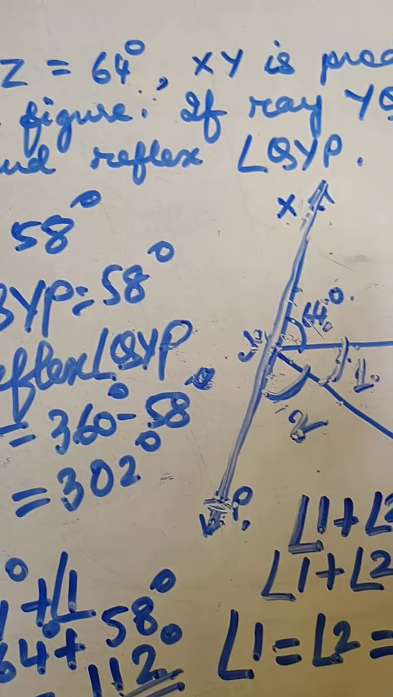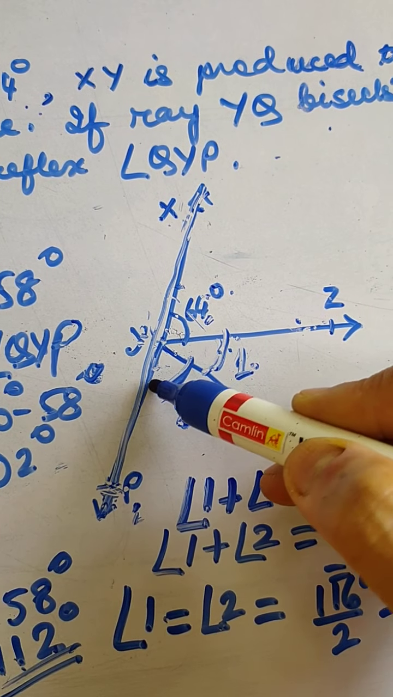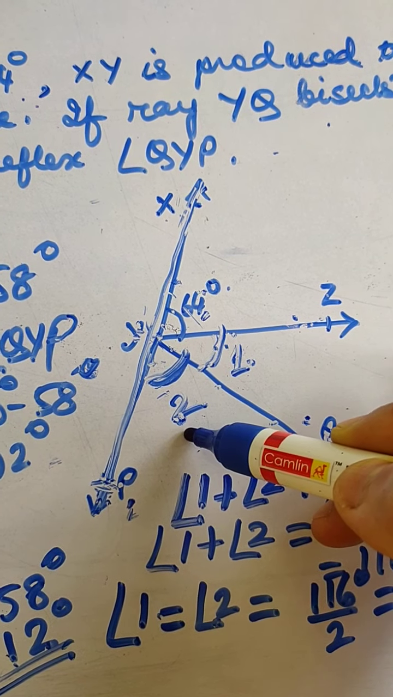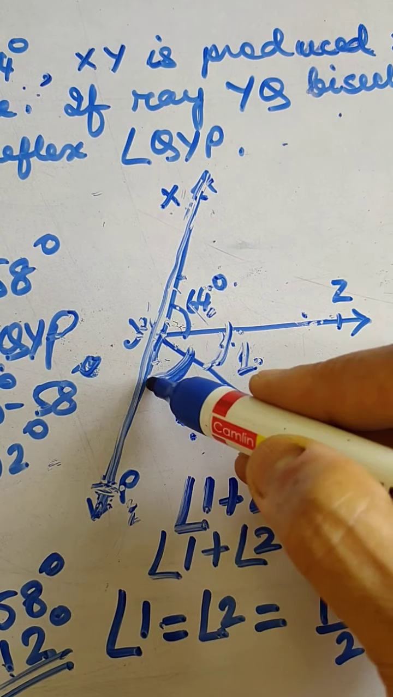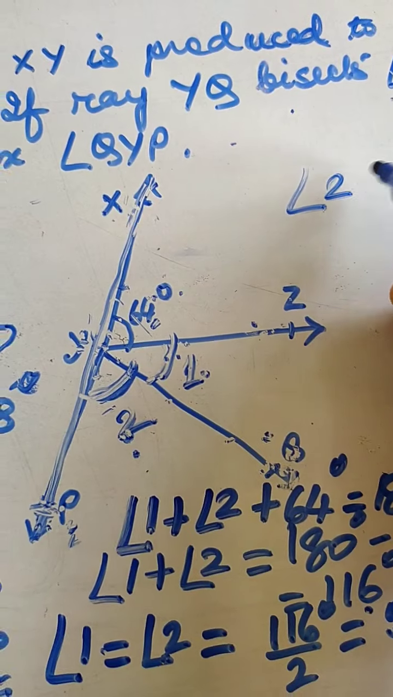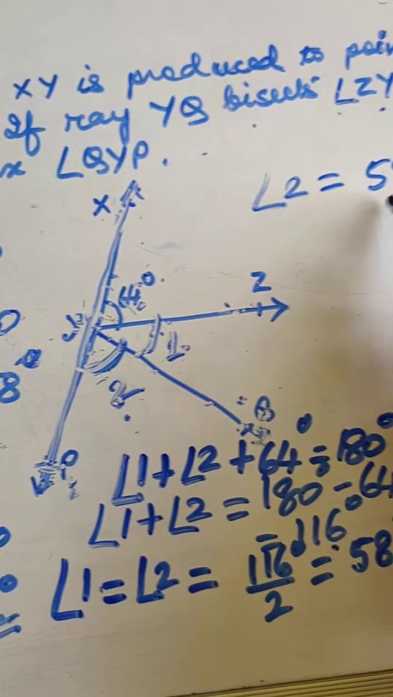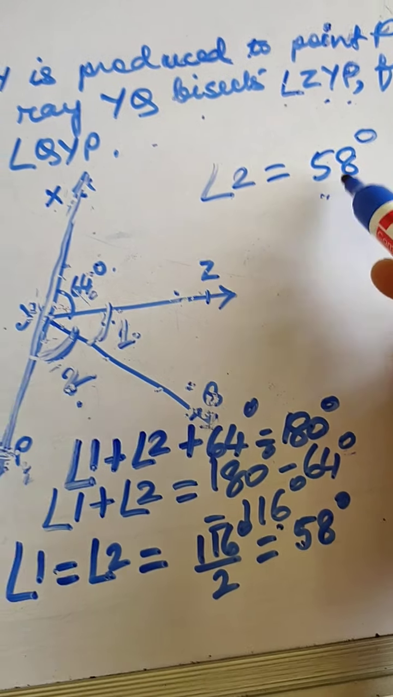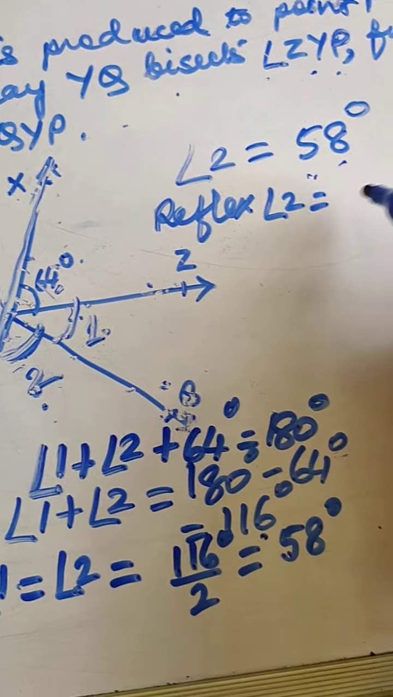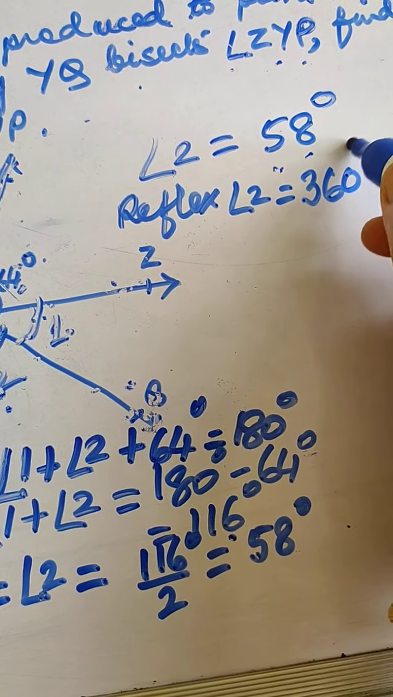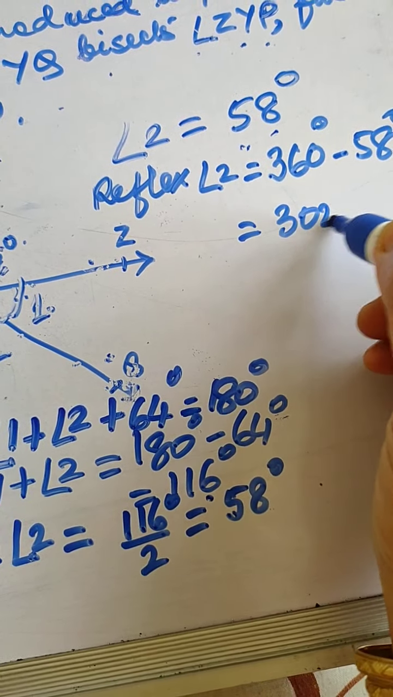Next they asked us to find out reflex QYP. So QYP we will find out now. That is your angle 2. So reflex QYP we have to find out. Now QYP is your angle 2. So angle 2 we have 58 degree, and since it is less than 180 degree, how will you get reflex angle 2? Reflex angle 2 will be obtained by subtracting 58 degree from 360 degree. That gives you 302 degree.